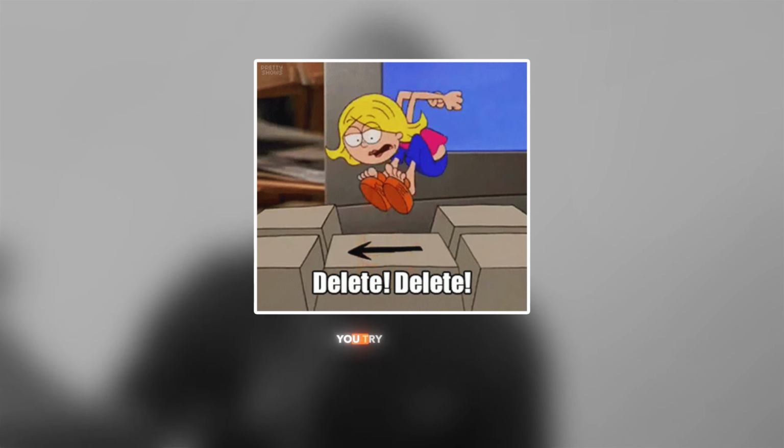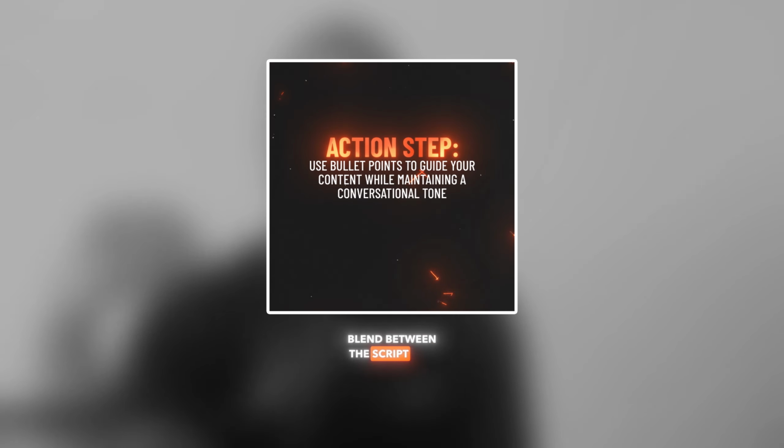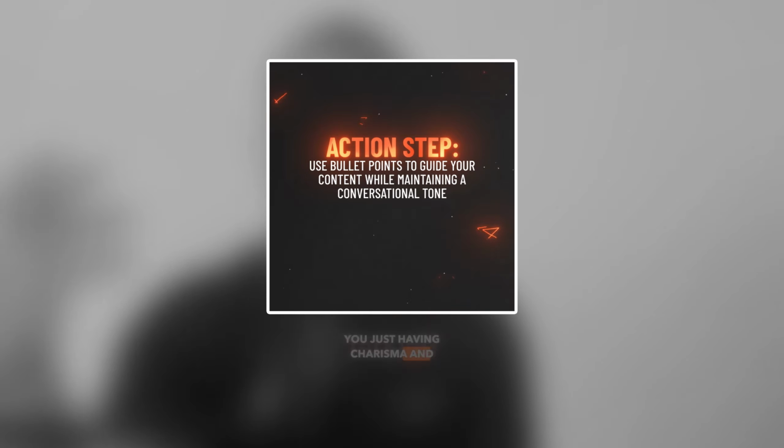It's something like that. I would suggest maybe if you are starting off, you start off with scripted, and then as you go along, you try to remove as much of the script as possible and freestyle, go improv. A pro tip is to simply use bullet points, which is a great blend between the script and you just having charisma and talking to the camera. This is also something that takes some time to develop.